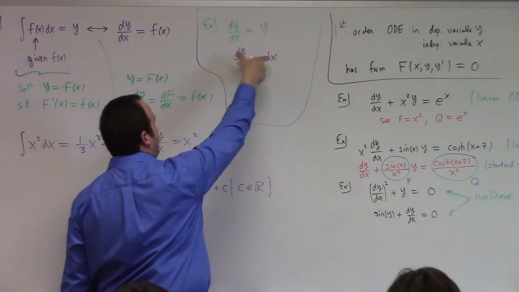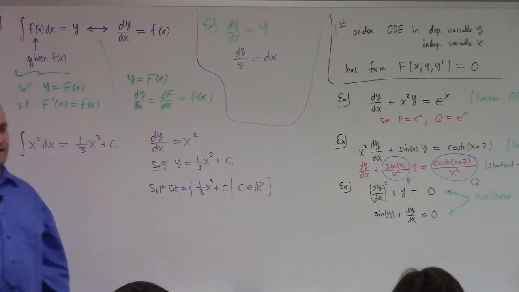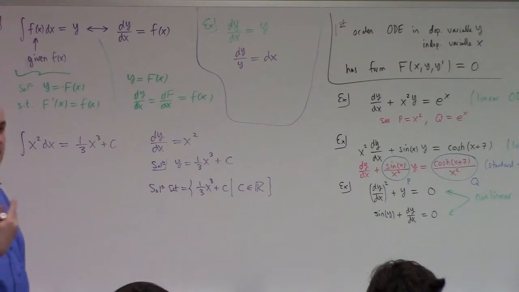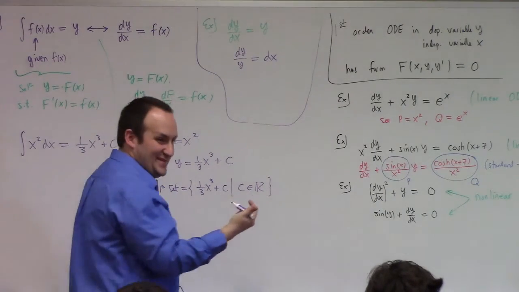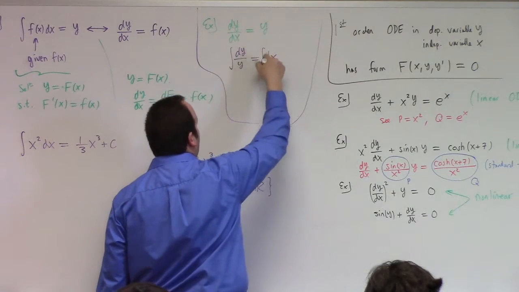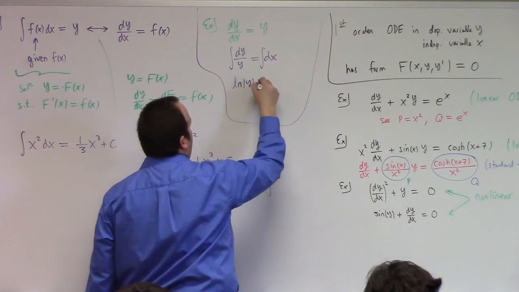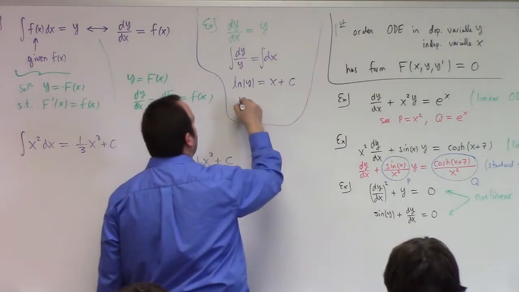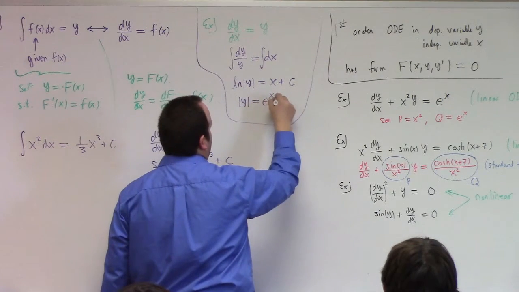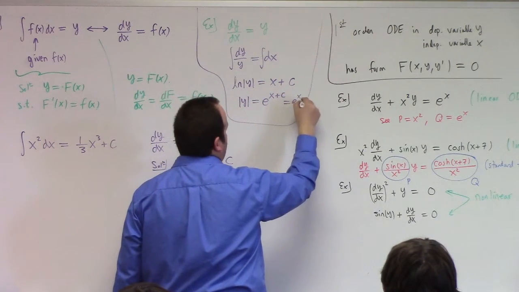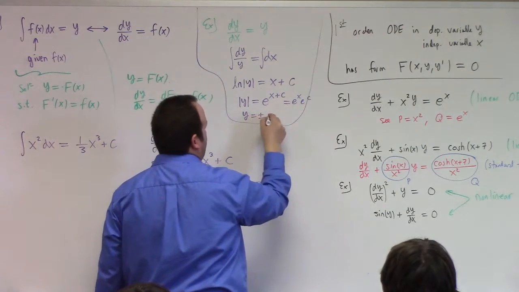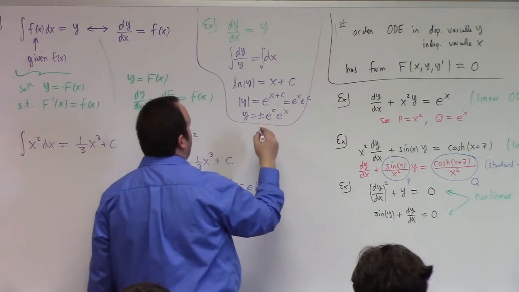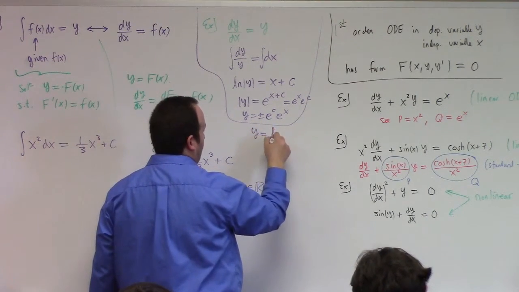This is separating variables. I put all the stuff with y on one side, and all the stuff with x on the other side. If you can do that, the equation's called separable. Then you just integrate both sides, and you get natural log of the absolute value of y equals x plus a constant. Take the exponential of both sides, you get the absolute value of y equals e to the x plus c. Of course, that's e to the x times e to the c, so y equals plus or minus e to the c times e to the x. In other words, the general solution to dy dx equals y is y equals k e to the x.